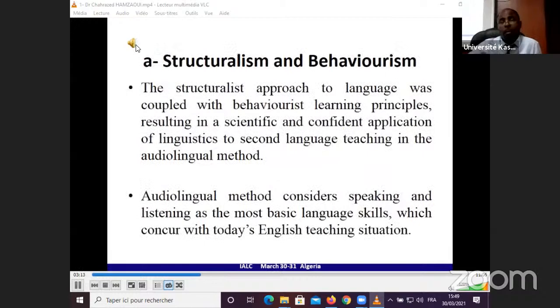The linguistic theories that have affected foreign language teaching: structuralism and behaviorism. The structuralist approach to language was coupled with behavioral learning principles, resulting in a scientific and cognitive application of linguistics to second language teaching in the audiolingual method. This method considers speaking and listening as the most basic language skills, which can vary with the teaching situation. In fact, nowadays in Australia, more and more people start to learn English as a foreign language in order to be able to communicate with foreigners. They believe that speaking and listening are far more important than reading and writing, because when they need to communicate with foreigners, they can understand them and express themselves accurately.